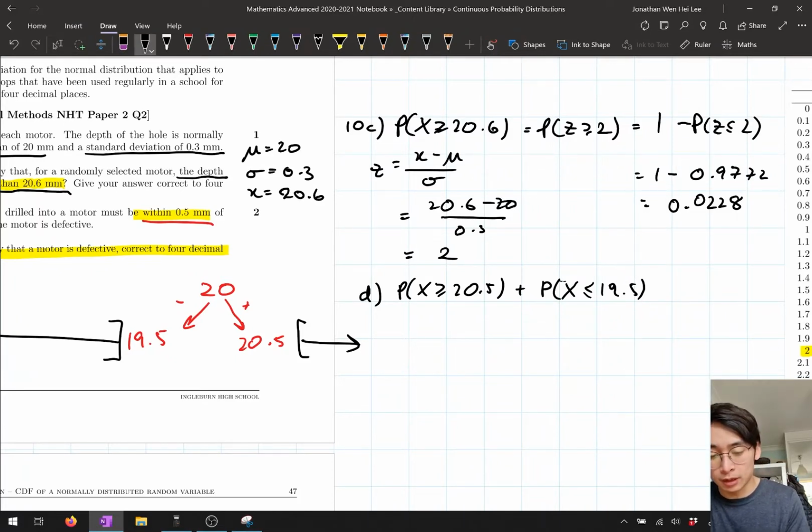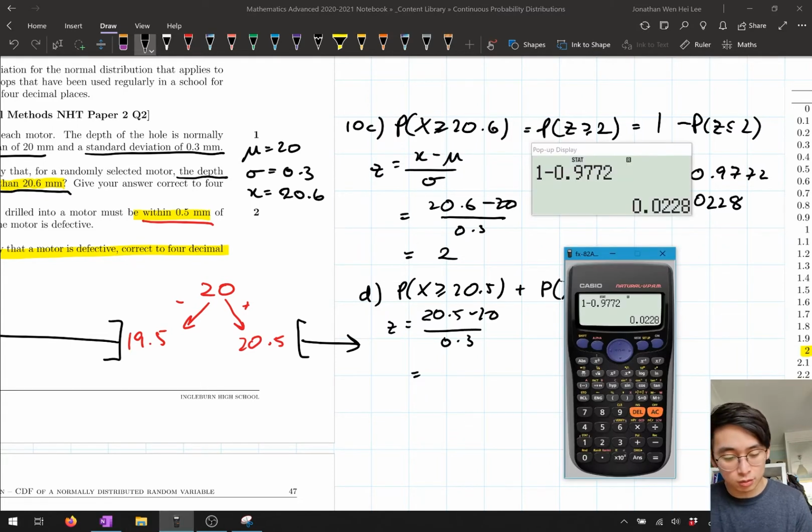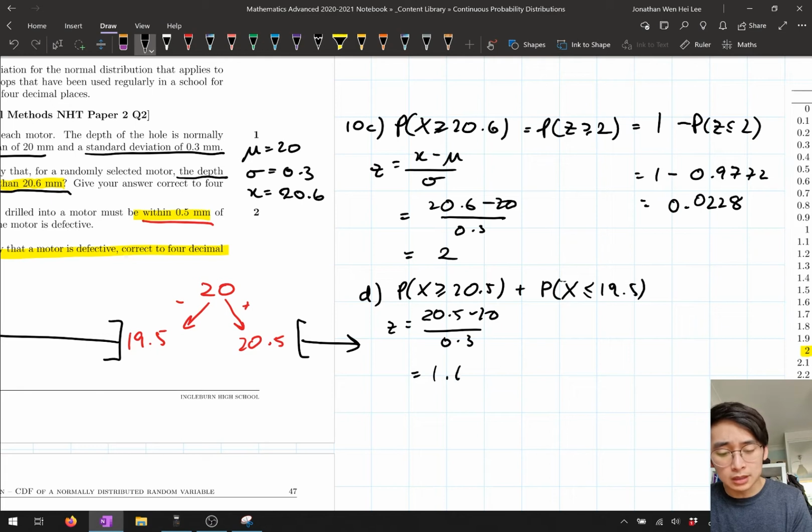So let's convert that for the 20.5 here. So z for the 20.5 is going to be 20.5 minus 20 over 0.3. Let's put this in the calculator, in a fraction. Oh, I'm still in stat mode. 20.5 minus 20 over 0.3 gives me 1.66667, so 1.67. Let's just call it that.